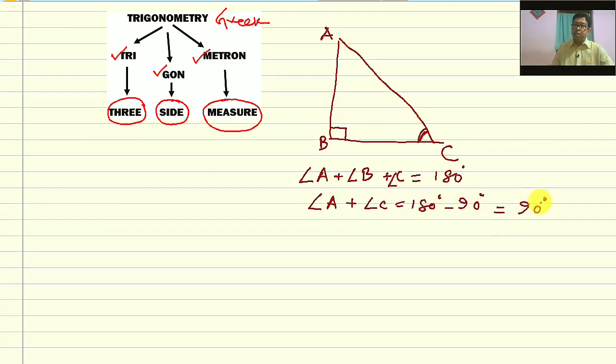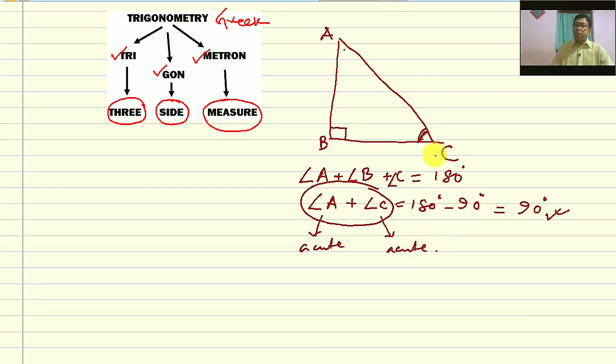So the sum of two angles A and C is equal to 90 degrees. Since the sum of angle A and angle C is 90 degrees, and none of them can be 0 degrees. If any one angle is 0 degrees, then a right angle triangle, or any triangle, cannot be formed. So angle A and angle C must be acute angles. These two angles should be acute. This is acute, and this one is also an acute angle.